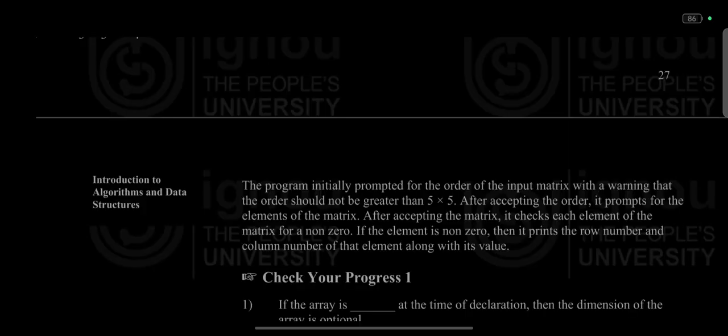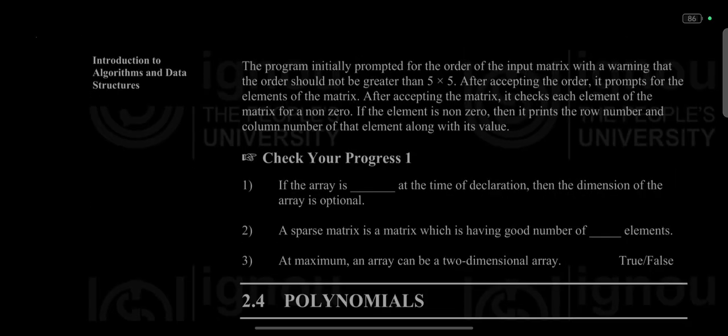Now let's see, the program initially prompts for the order of the input matrix with a warning that the order should not be greater than 5 x 5. After accepting the order, it prompts for the elements of the matrix. After accepting the matrix, it checks each element of the matrix for non-zero. If the element is non-zero, then it prints the row number and column number of that element along with its value.